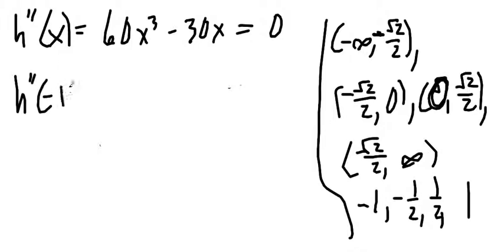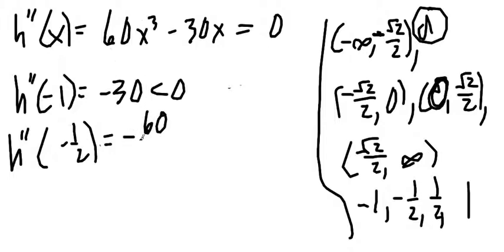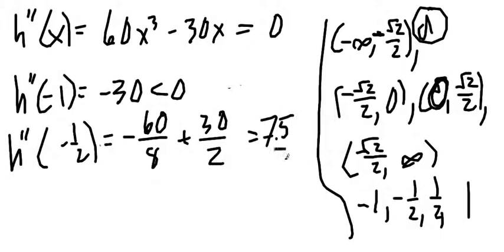h double prime of negative 1, we already checked, was equal to negative 30, which is negative, so that means it's concave down on this first interval. Let's do the next one. h double prime of negative 1/2 is equal to, when you plug it in, negative 60 over 8 plus 30 over 2. You can check 60 over 8 is equal to 7.5. In any case, this is positive, so it's concave up on the second interval.